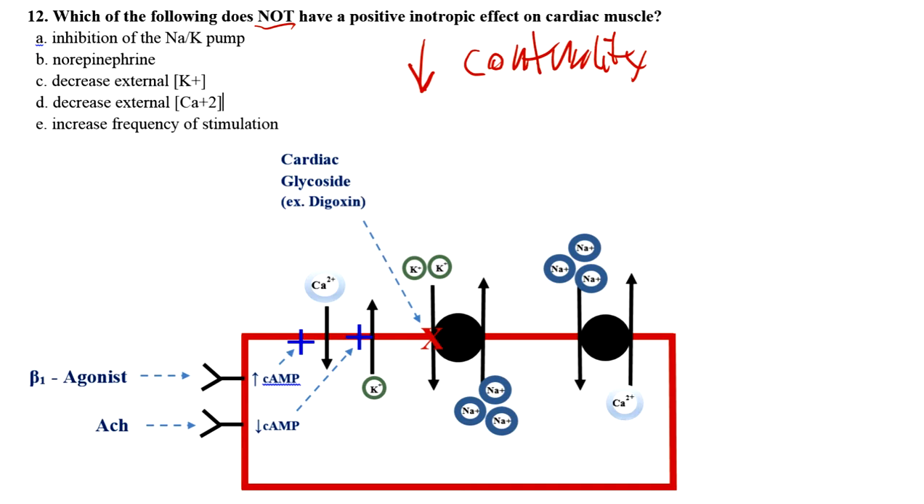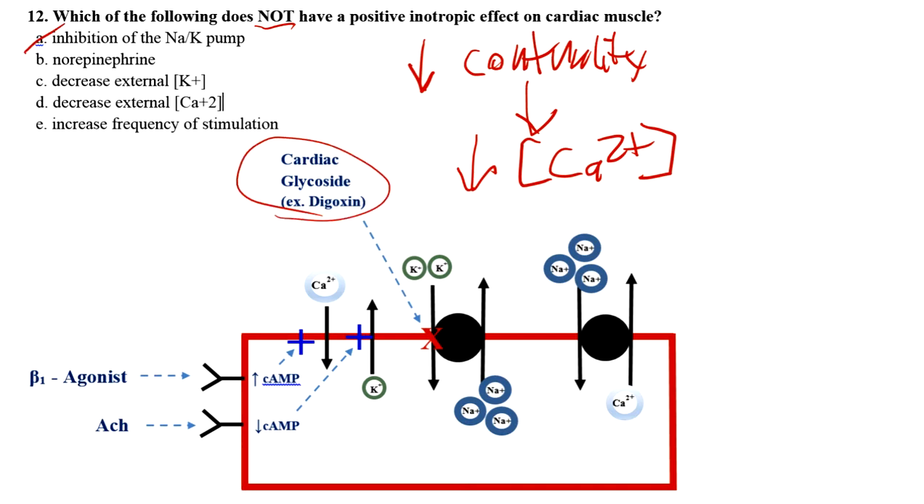And really what that's asking is which one causes a decrease in the calcium concentration inside the cell. So that's what we're trying to figure out. So let's go through the answers. Inhibition of the sodium potassium pump, we can knock that out automatically. That's the same thing as this right here, cardiac glycoside digoxin. Norepinephrine, we can knock that out automatically because that is a beta 1 agonist and it's going to increase calcium conductance. Let's see, C is a little bit more complicated.